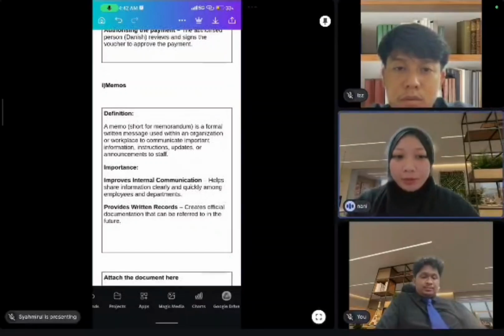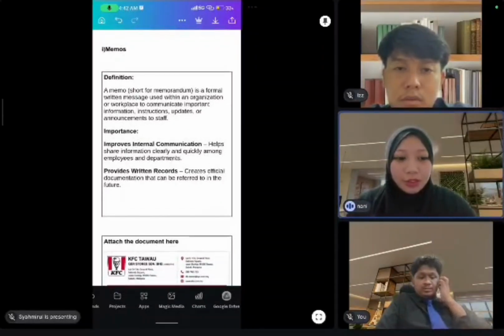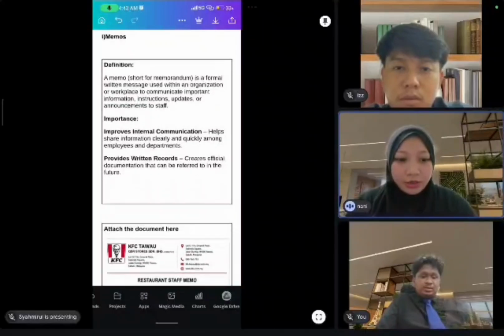We are going to the memo documents. What is a memo document? A memorandum or memo is a short official document used mostly to enable an organization to share important notices, instructions, updates or guidelines quickly and clearly.